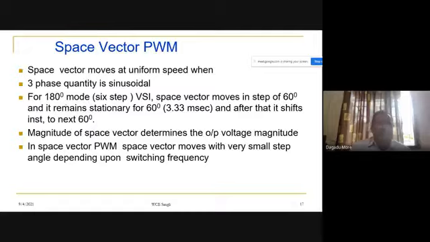So here again, the space vector moves at uniform speed when the three-phase quantity is sinusoidal, as we discussed. For 180 degrees conduction also we discussed what will happen to the space vector. It will shift from one position to another instantaneously, but stays at the six positions, and each position it stays for 3.3 milliseconds.